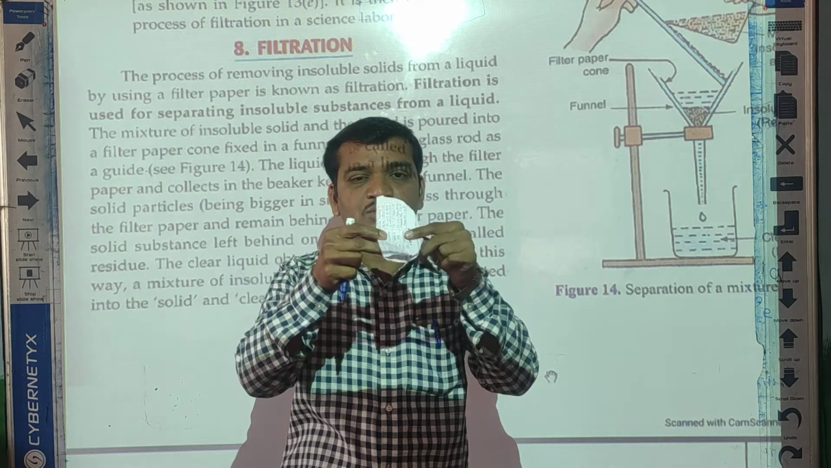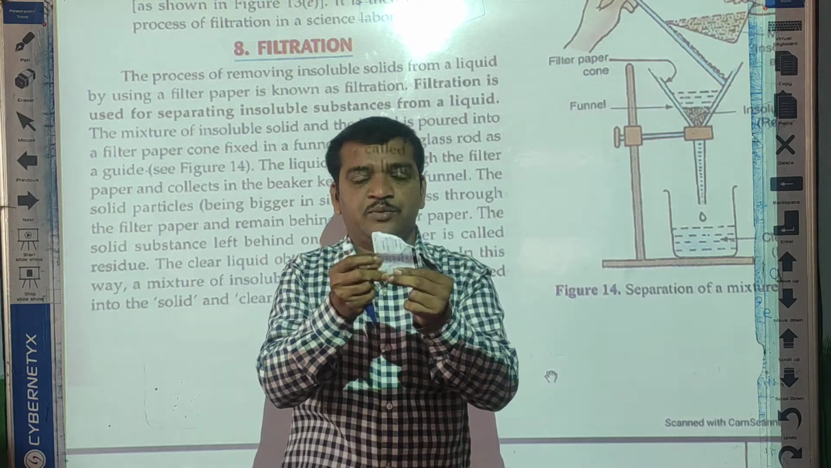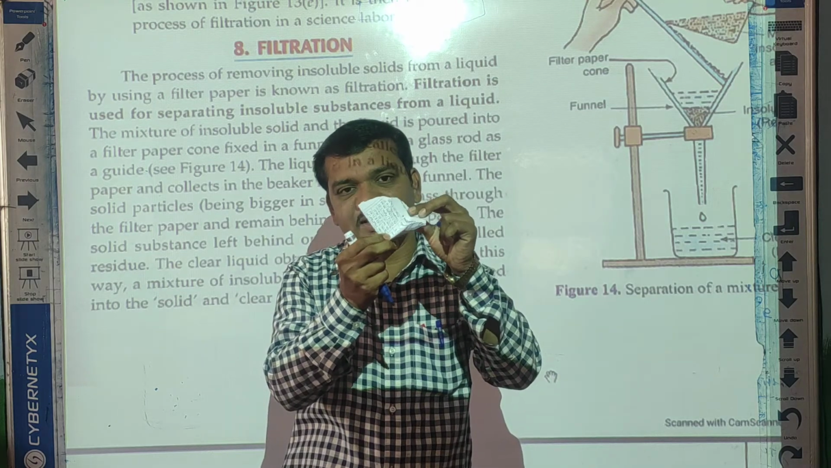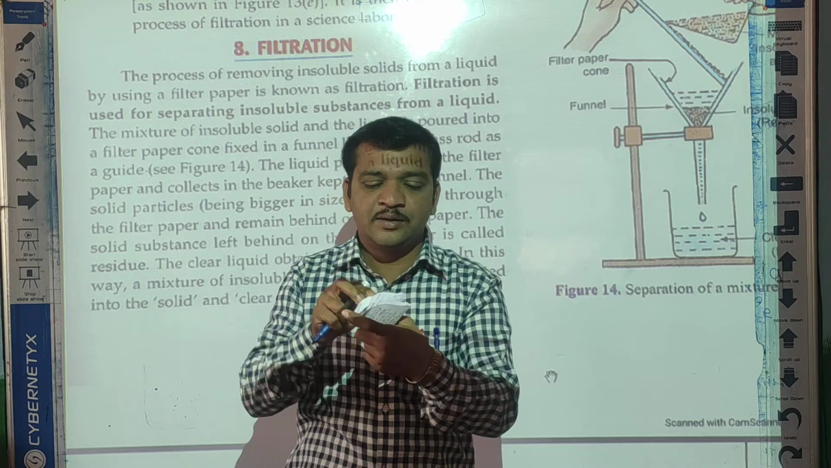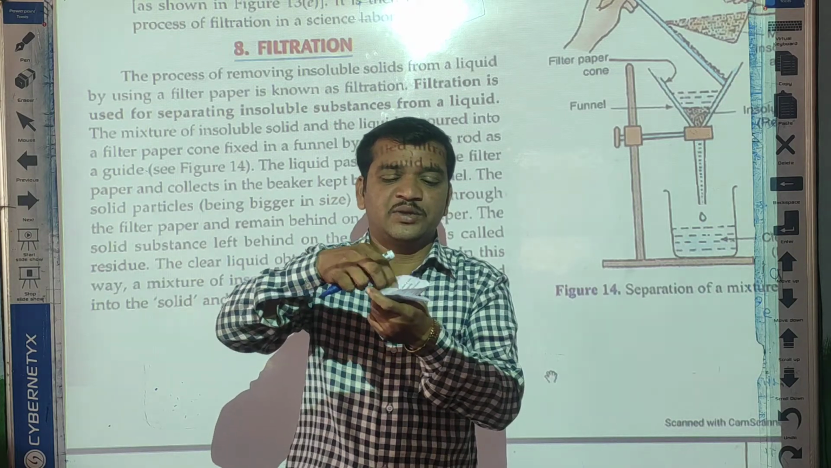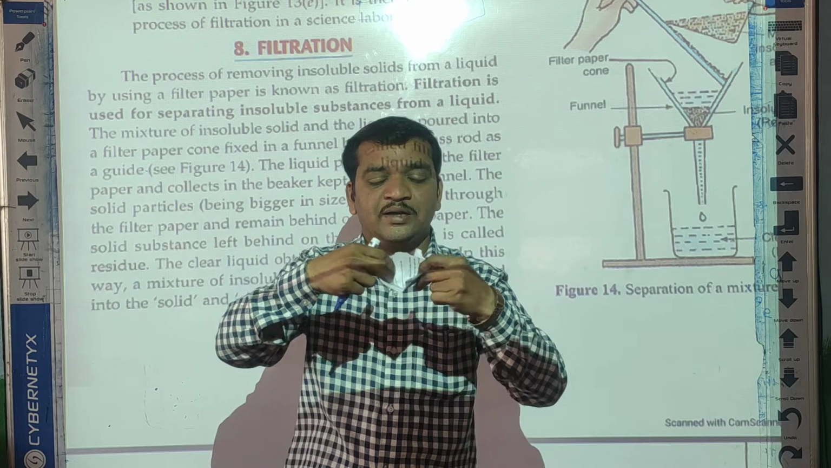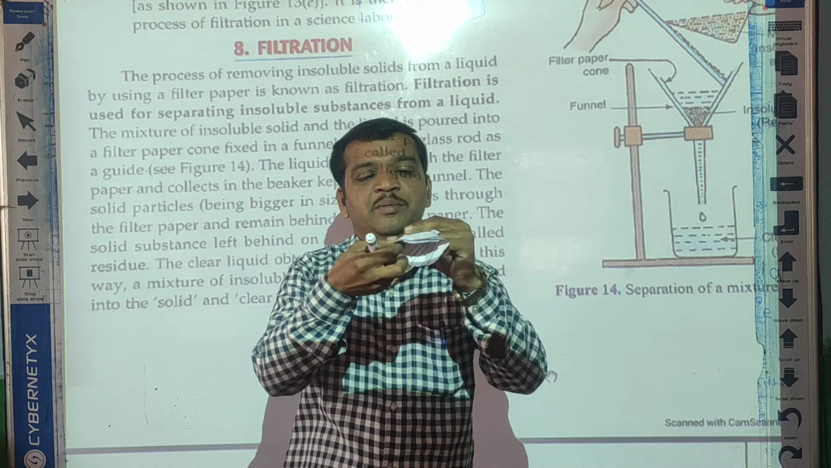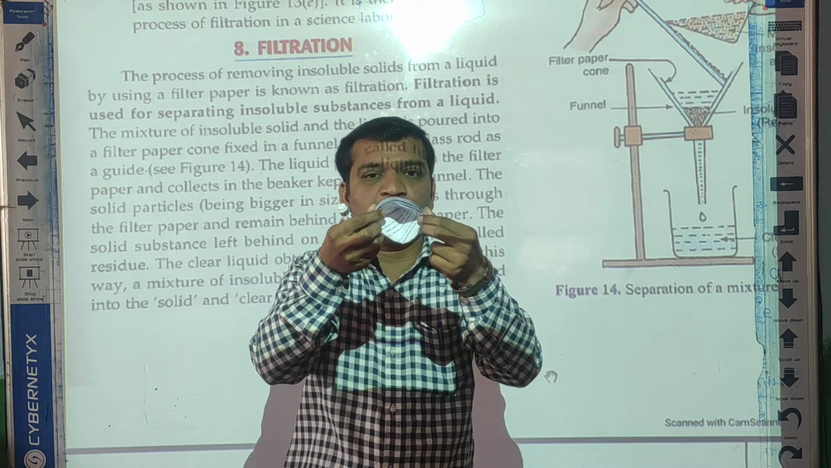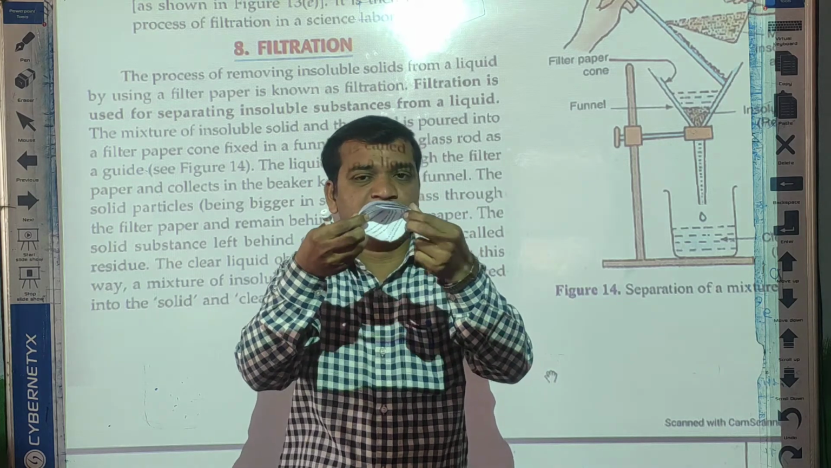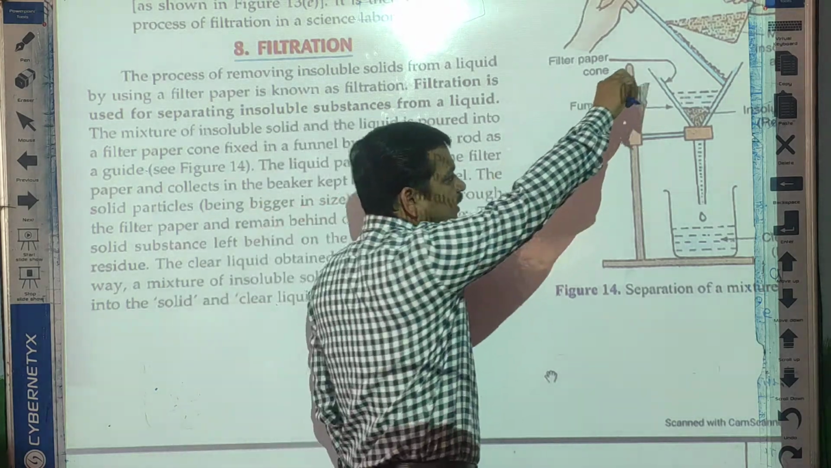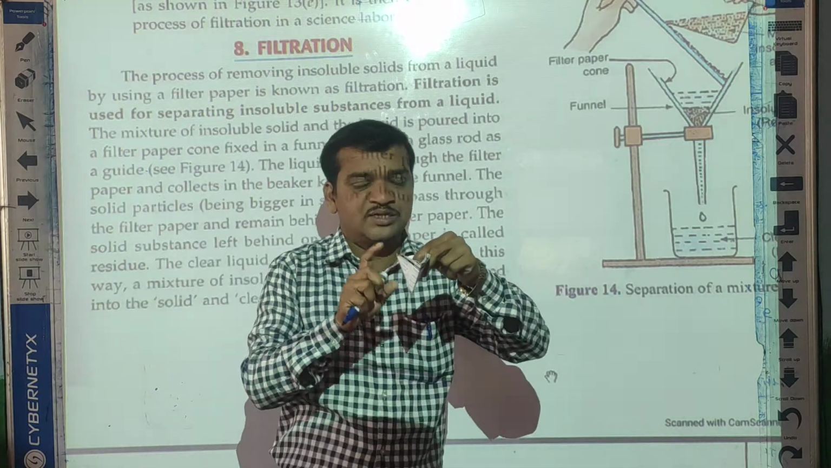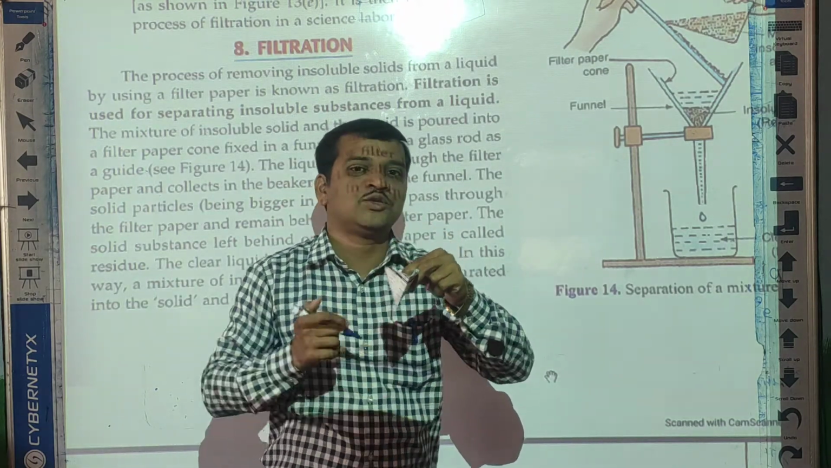Then again you have to fold it, and again fold. Then you will get a semicircle like this, and you will get 4 layers. So 3 layers you take on one side and 1 layer on the other side, and press the middle part of the paper. You will get this cone-shaped structure. This cone-shaped structure you have to place in the glass funnel. This filter paper is very important to filter the solution.